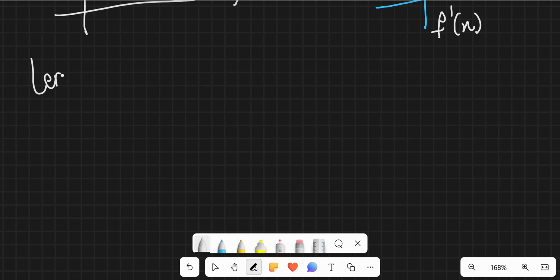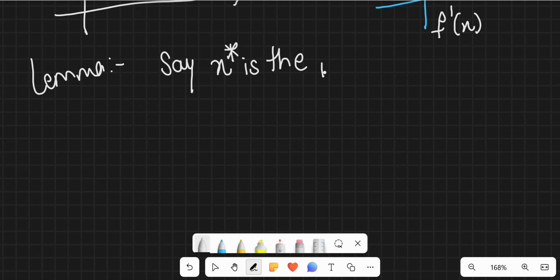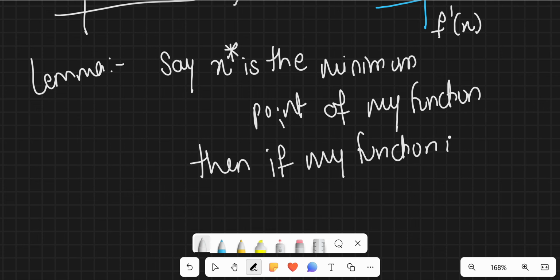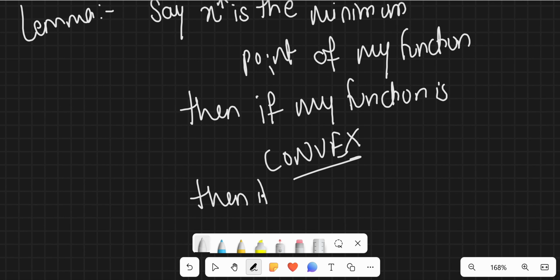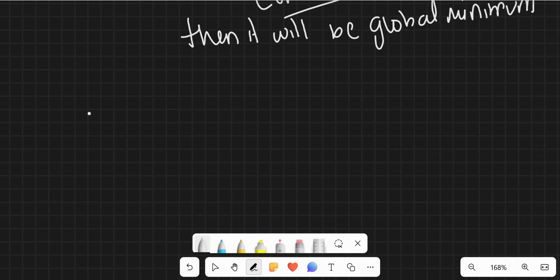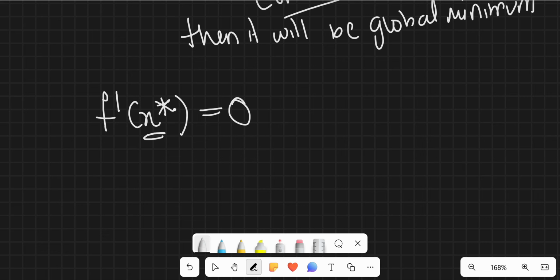So let us write a lemma. Say x star is the minimum point of my function, then if my function is convex, this is very important. If and only if it is convex, then it will be the global minimum. So if I want to prove that a point is a minimum for a convex function, I will take the derivative at the minimum point and it will be 0, where this x star is the minimum point.